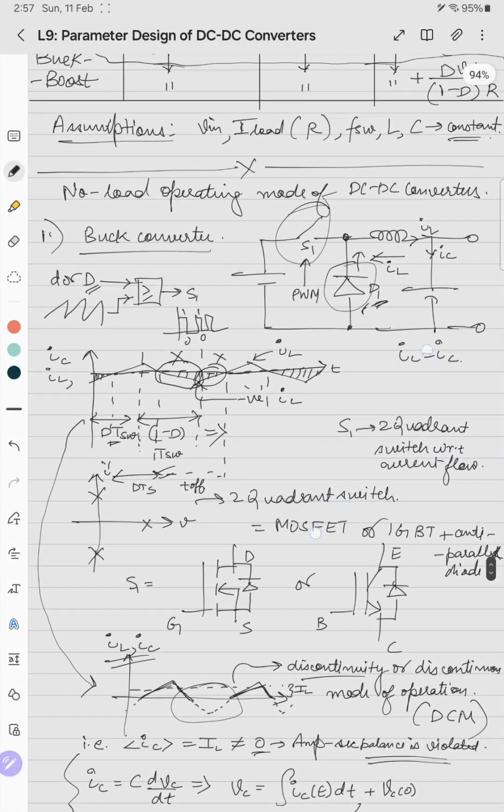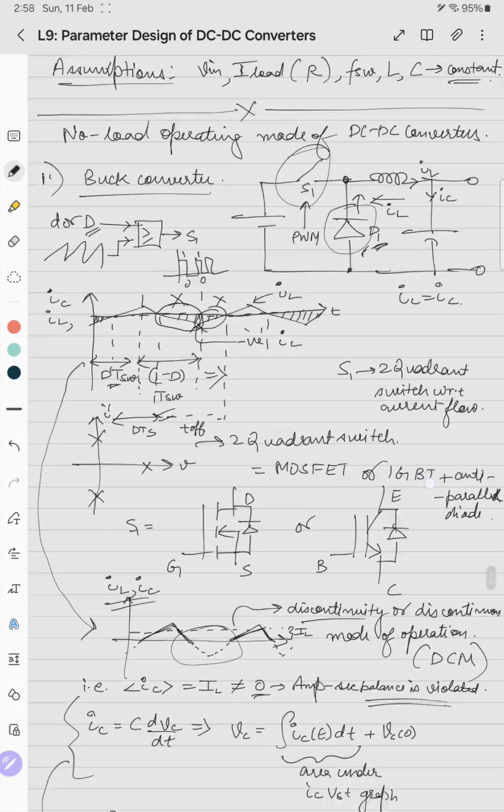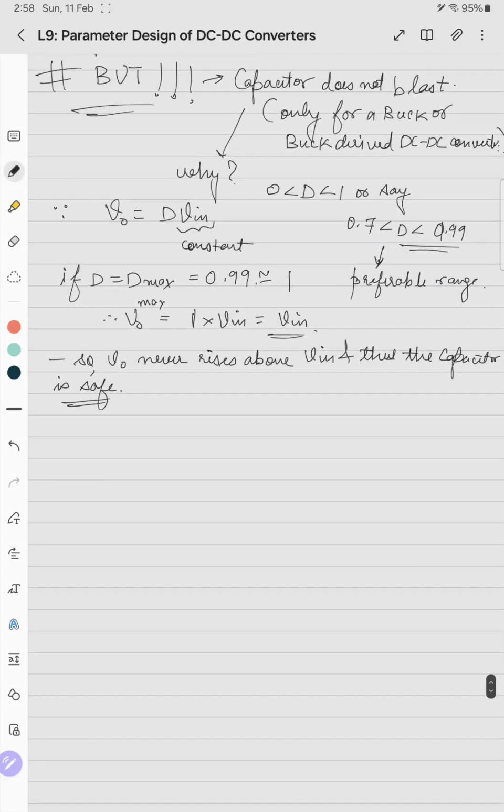If V out equals V in, it means that no power is transferred between input and output. So the buck converter has some inherent protection, which is due to the non-operating mode. The non-operating mode leads to accumulation of charge on the capacitor, which may lead to blasting of the capacitor. Especially for the buck converter, it does not happen because Dmax is 1. So V0 max can be V in.